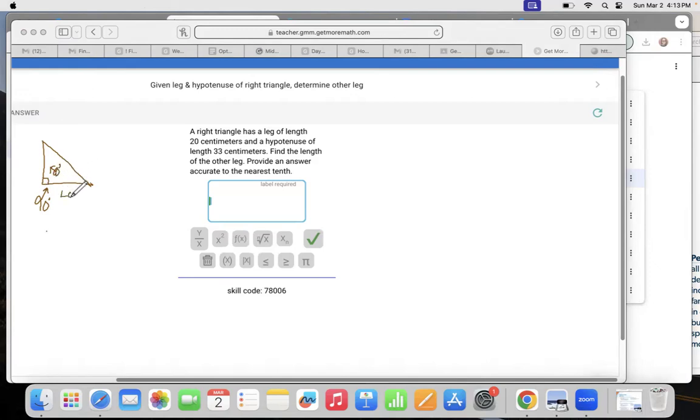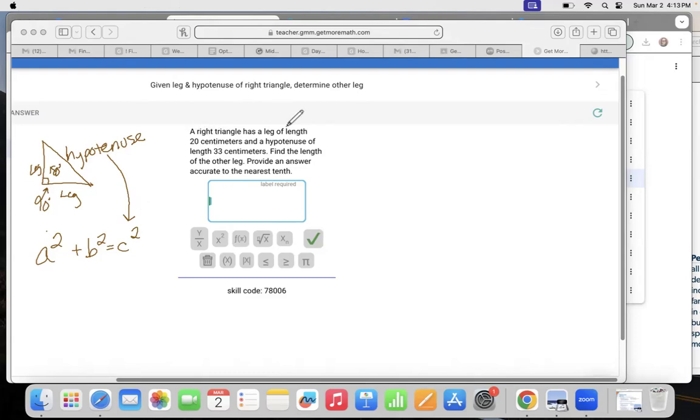And then you also need to know that this is a leg, and the long side opposite of the 90 degree angle is your hypotenuse. So when we're finding a missing side of a right triangle, it's always a squared plus b squared equals c squared. The a and the b are the legs. It doesn't matter which one you choose, but your hypotenuse is always going to be the c squared. And that's what we're going to work on today.